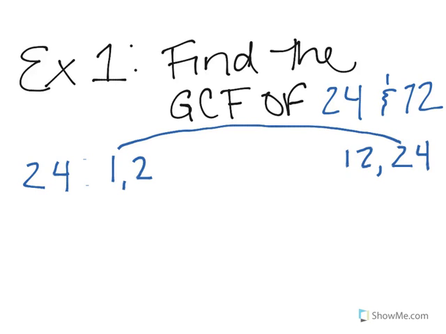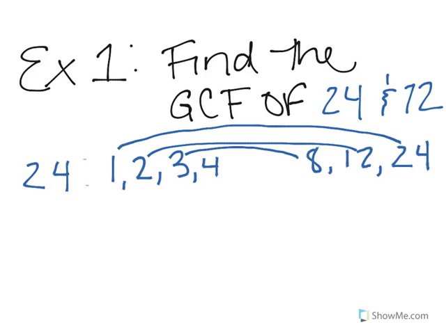All right, well, the next number in line is 3. Yeah, 3 can go into 24 8 times. Okay, and I've got to make sure I'm connecting these so I know that they go together. And then 4 can go into 24 6 times. And then I have to ask myself, well, can 5 go into 24? No, 5 can't. So I know I'm done with listing all the factors of 24.